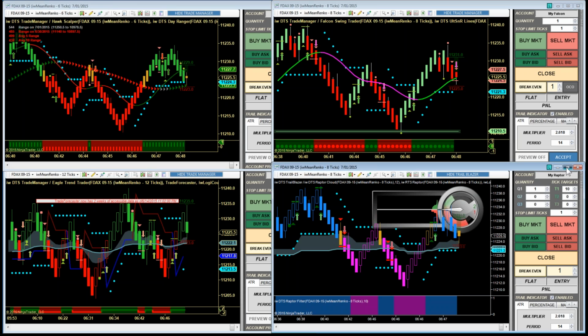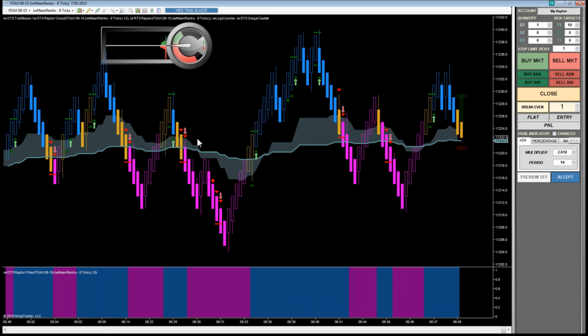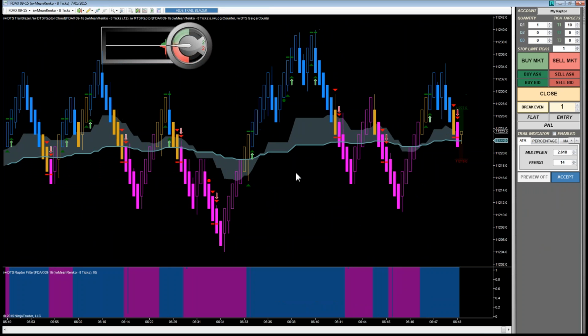Actually, I haven't gone over the Raptor with you yet. Let's take a look at the Raptor here on the DAX. The Raptor, as I mentioned, is a blend of the other three tools. So it incorporates elements of the Hawk, the Falcon, and the Eagle. You can see we borrowed the band here from the Eagle. The whole Eagle Trend Trader has been programmed into the filter here at the bottom.